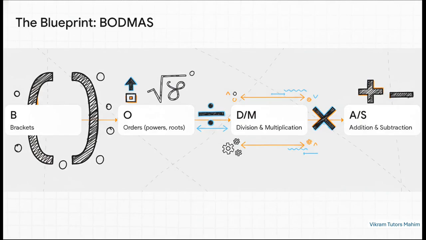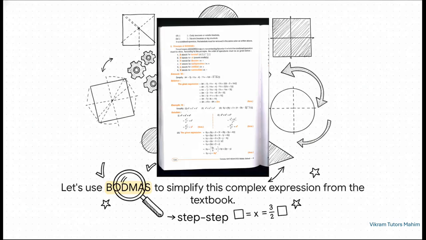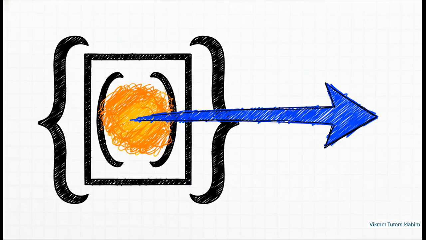It's called BODMAS. So let's put our BODMAS blueprint into action and solve this thing step by step. First up is B for brackets. You always start with the innermost ones first.